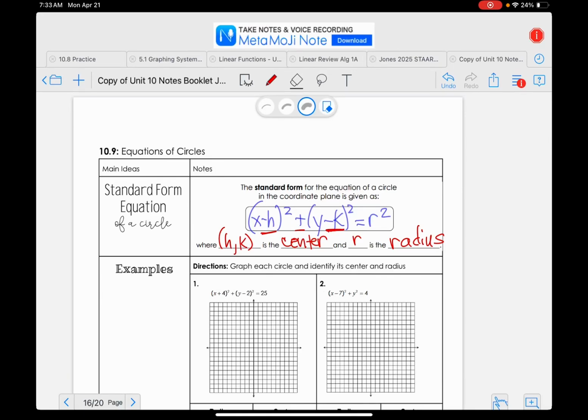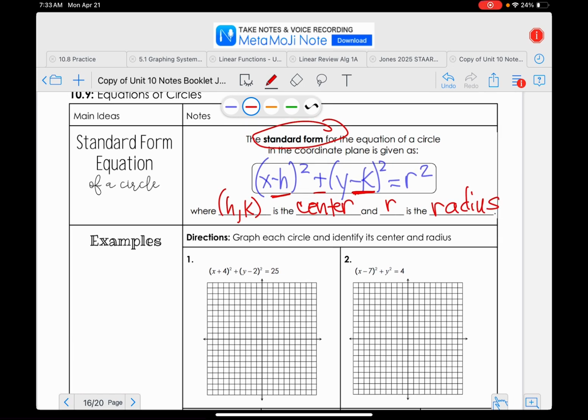Elementary students. Today we're going to discuss equations of circles. So here's the standard form of an equation: x minus h squared plus y minus k squared equals r squared.